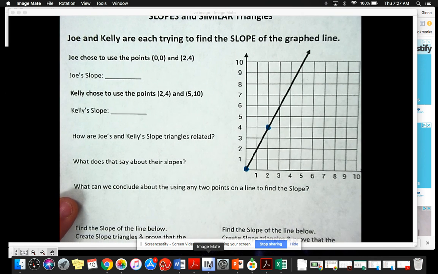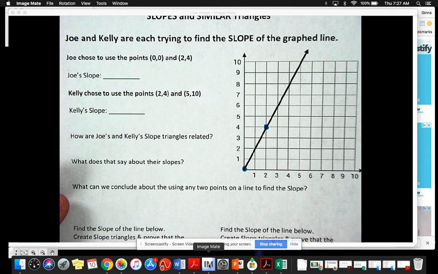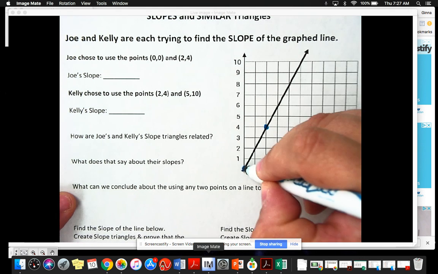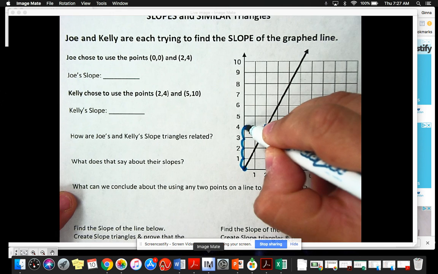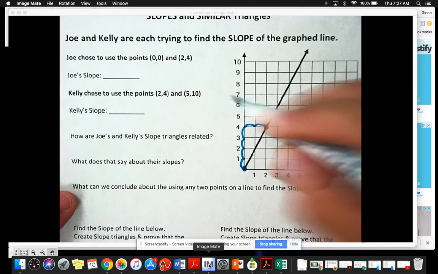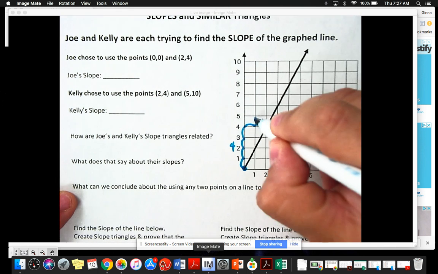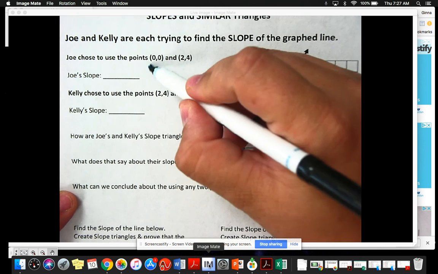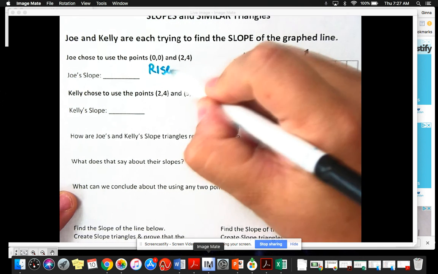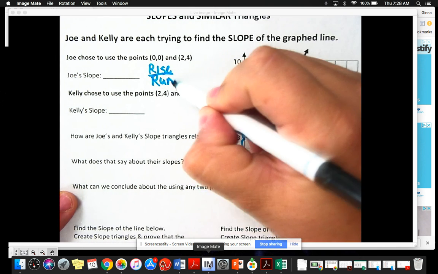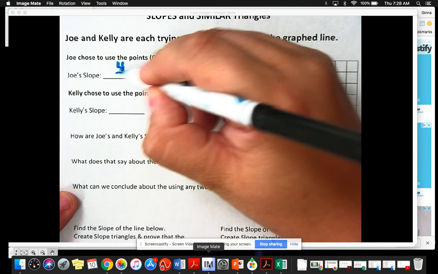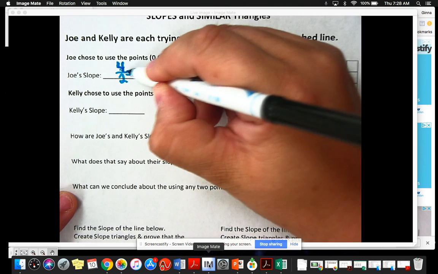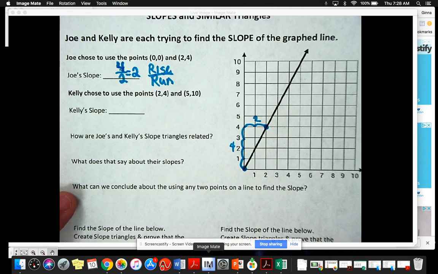And what do we do to figure out the slope of Joe's line? Correct, rise over run. So it'd be 1, 2, 3, 4, and then over 1, 2. So his slope is 4 over 2. If we do rise over run, 4 over 2 will simplify to just 2. Excellent job.